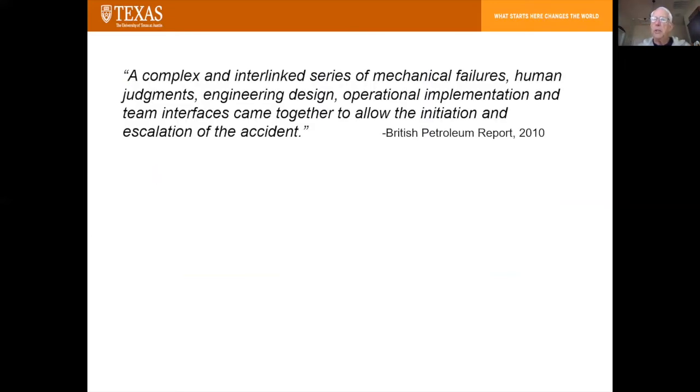For example, in 2010, British Petroleum, BP, accidentally dumped 250 million gallons of oil into the Gulf of Mexico. And this was out of their initial report: a complex and interlinked series of mechanical failures, human judgments, engineering design, operational implementation, and team interfaces came together to allow the initiation and escalation of the accident.